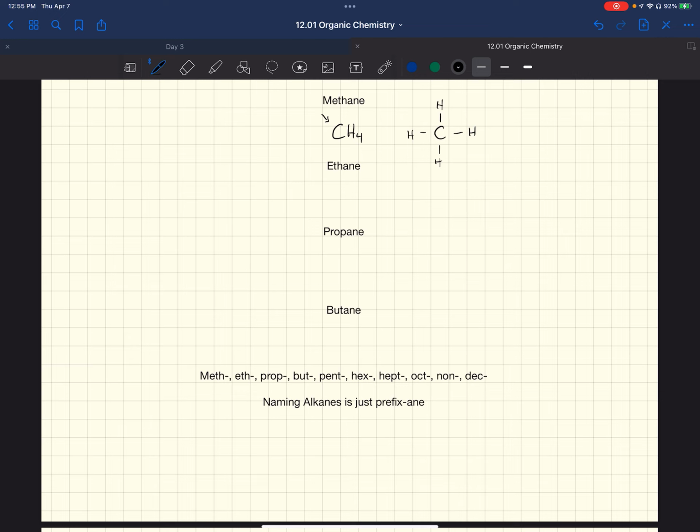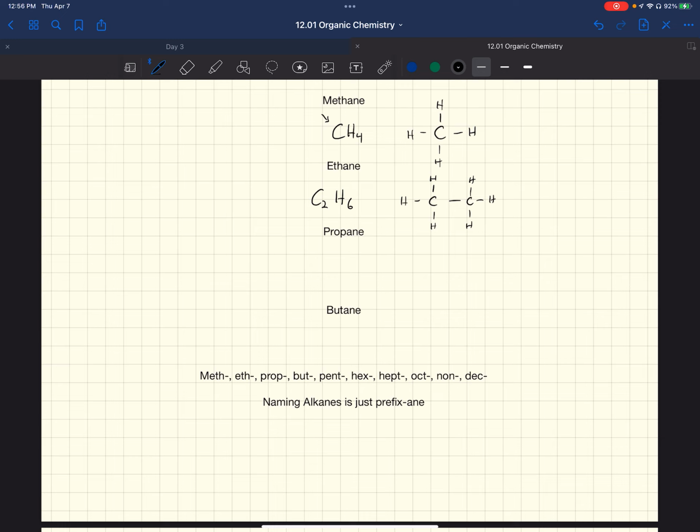So here's ethane, C2H6. So that's 2 carbons. And each carbon needs 4 bonds to it. So that's how I'm knowing how many hydrogens to fill in, right? Because carbon is one of the very few elements that has to follow the octet rule. So it's usually going to have 4 bonds to it.